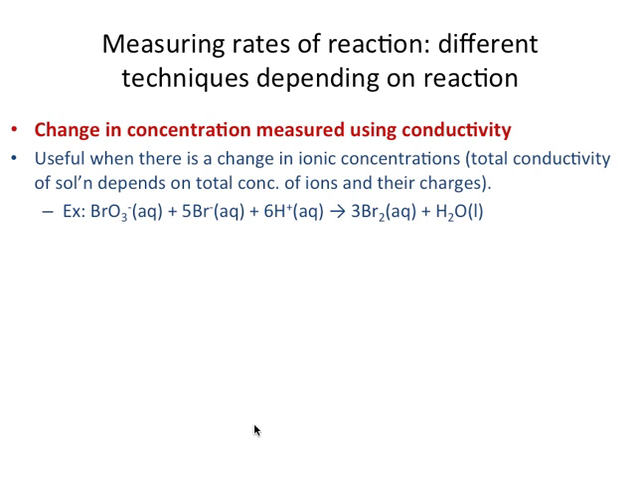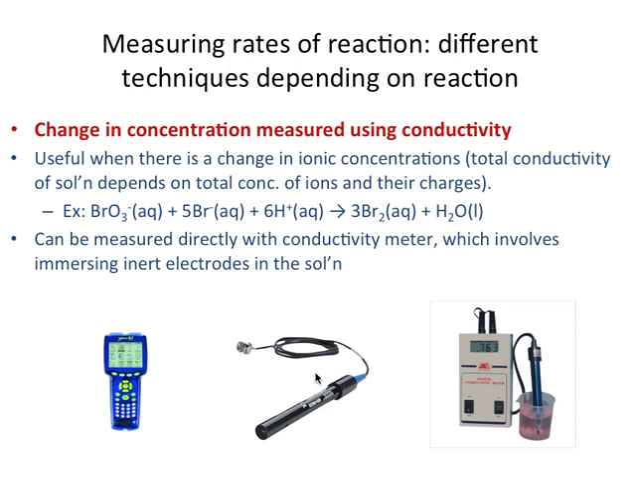Another way, straightforward, is to use conductivity. If you have a change in ionic concentrations, remember ions in solution are going to conduct electricity. If I end up with neutral compounds as my products, they won't, so you can see the conductivity of the solution change or decrease as the reactants are used up. And you can measure that directly with a conductivity meter, and we do have those that go into Logger Pro.